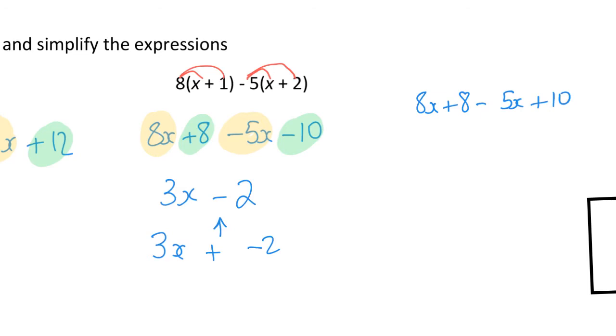But remember, in that case, we've only multiplied the x by minus 5. You've multiplied 2 by 5, not minus 5. So you need to be really careful there. And then all it is is collecting the terms together and writing them out as they are.